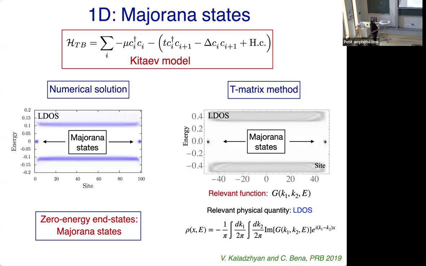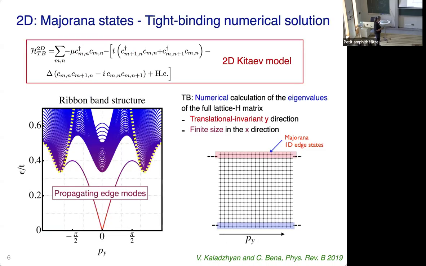I have the states above the gap, and here I have the density of states at 0 energy on the 2 ends of the wire, and these are my Majorana states. So using my technique, I recover exactly the Majorana states that have been calculated numerically before. Okay, so now the procedure goes on for various systems in various dimensions.